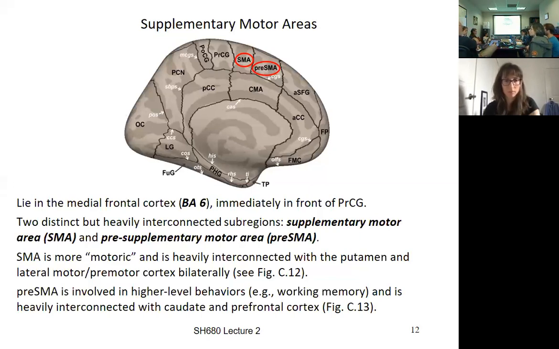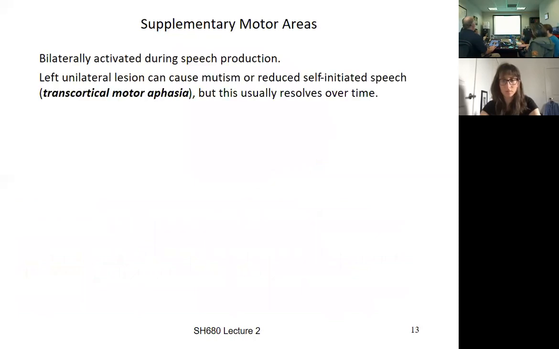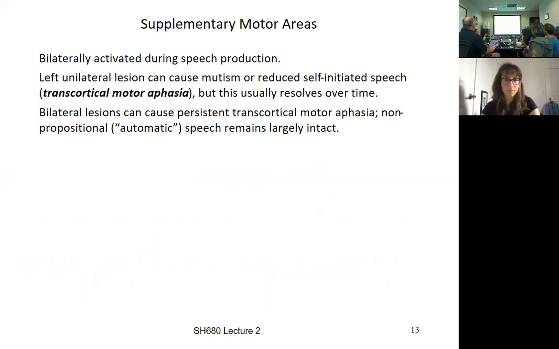That's different from the lateral area. So if you damage the lateral areas in the left, you get lasting apraxia of speech if it happens in an adult, whereas if it's just the SMA, pre-SMA, you only get temporary problems. The lateral areas are more lateralized, using lateralized in the sense of left versus right. That makes sense. Confusing. Okay. As I said, SMA is more motoric.